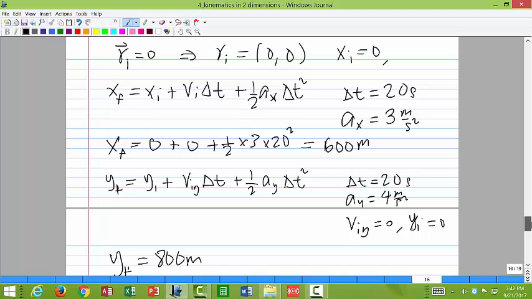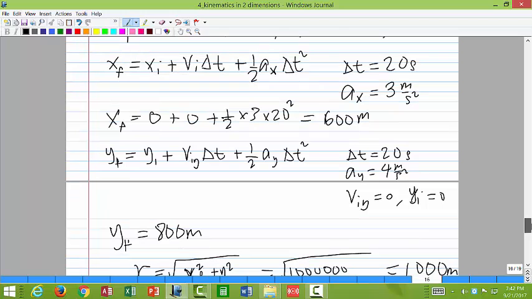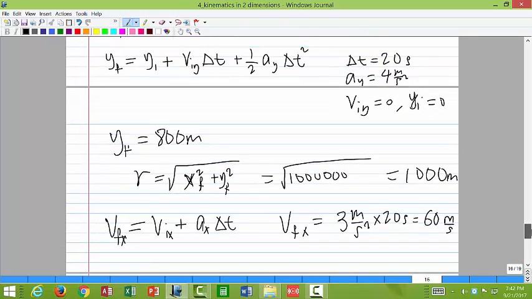We can now find our final position in the y direction by plugging in delta t equals 20 seconds and a subscript y equals 4 meters per second squared. We already know that the initial velocity is 0 and the initial y position is also 0. So plugging this into the y final formula, we have 800 meters for y final. So the position of the aircraft after 20 seconds is given by r equals the square root of x final squared plus y final squared. You notice that this is just Pythagoras' theorem.